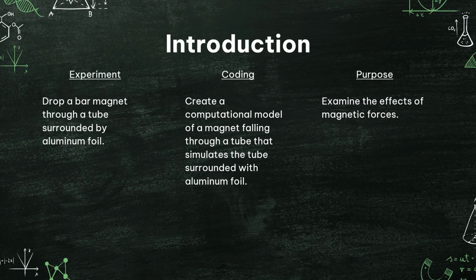As a little introduction, the experiment is dropping a bar magnet through a tube which is surrounded by aluminum foil. The coding in this lab is creating a computational model of a magnet falling through the tube, which simulates this tube which is surrounded with the aluminum foil. And the purpose of this is to examine the effects of magnetic forces.